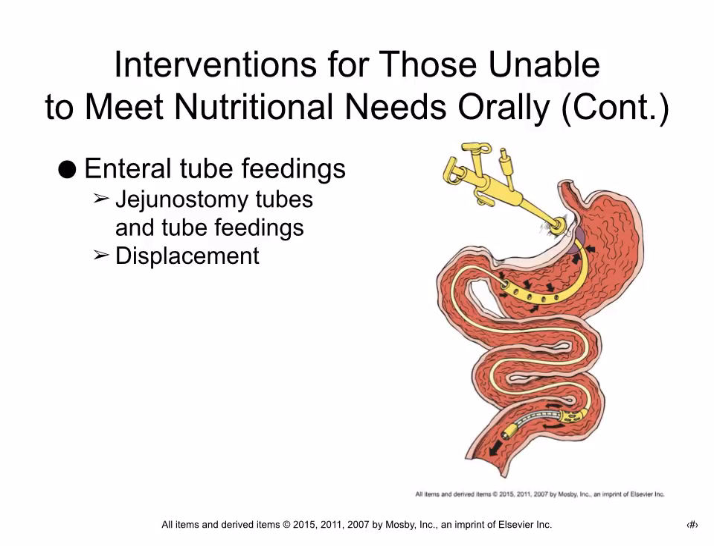Now, again, we are talking about the different kinds of enteral tube feeding, which are jejunostomy tubes and tube feedings, and also displacement. When patients have late gastric emptying, or have had some kind of surgery, gastric resection or other surgery in the upper GI tract, such as pancreatectomy, then a jejunostomy tube or J tube may be inserted to deliver nutrition.